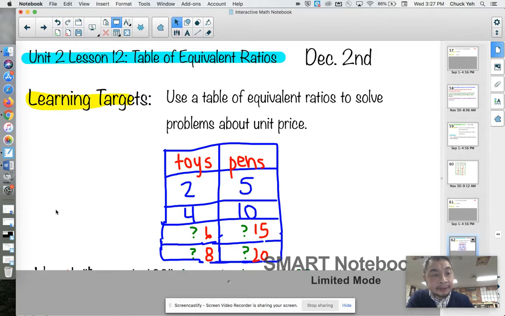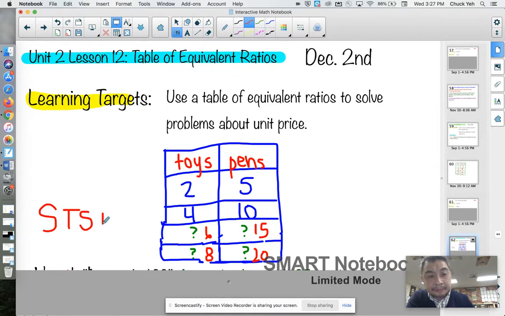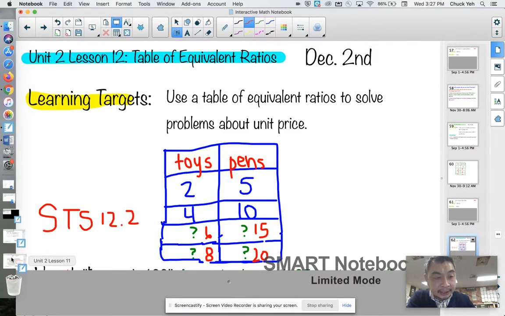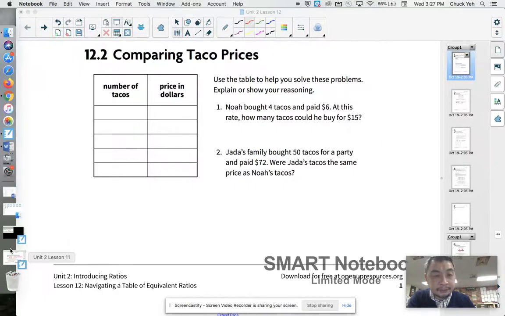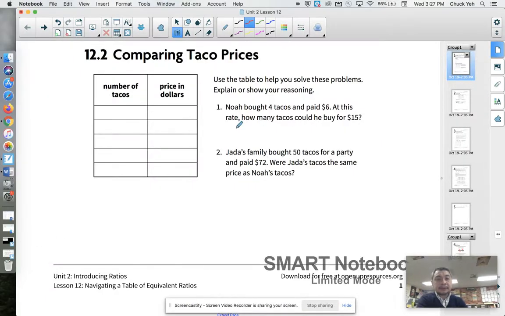All right. Then we're going to do student task statements. 12.2. So put this underneath your table. All right, so let's look at it. Open it up, or you can just follow along here. Use the table to help you solve these problems. Draw this table out in your notebook.